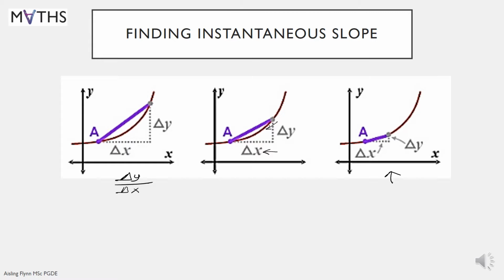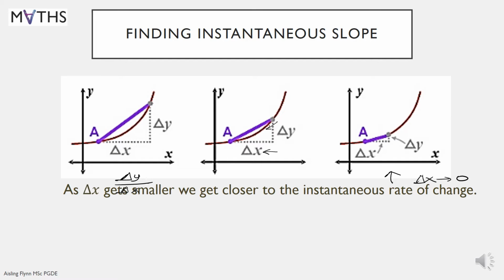But what we want to do is arrive at a situation when the change in x is basically 0. So we're looking at it as delta x approaches 0. As delta x gets smaller, we get closer to the instantaneous rate of change. And in mathematical notation, delta y over delta x becomes dy dx, the derivative for instantaneous slope, as delta x approaches 0.